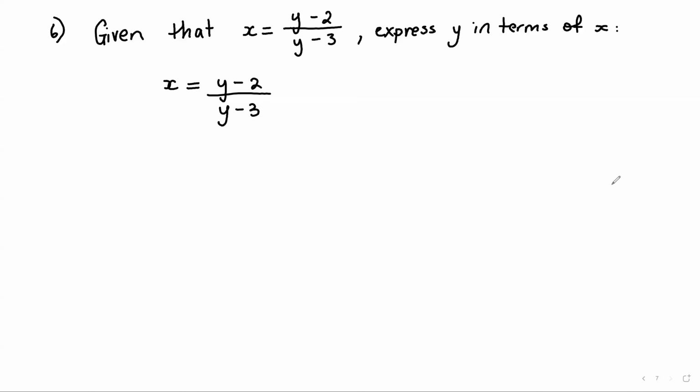Okay. So here, x is equal to y minus 2 divided by y minus 3. So I'm going to move that whole denominator to the other side. This means divided by y minus 3. So when I move it to the left-hand side, I will multiply by it. x times y minus 3 is equal to y minus 2.